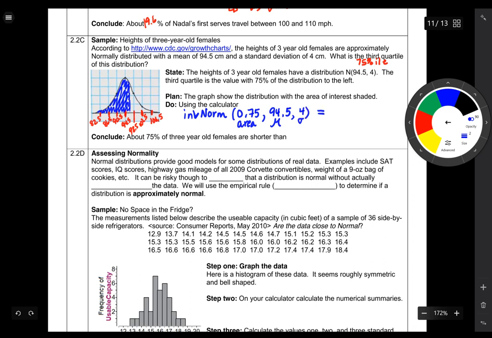Enter all that information in your calculator, and you will get 97.2. So that is our value that we're interested in. Notice this is not z-scores because it's a normal distribution. So our conclusion: about 75% of 3-year-old females are shorter than 97.2 centimeters.